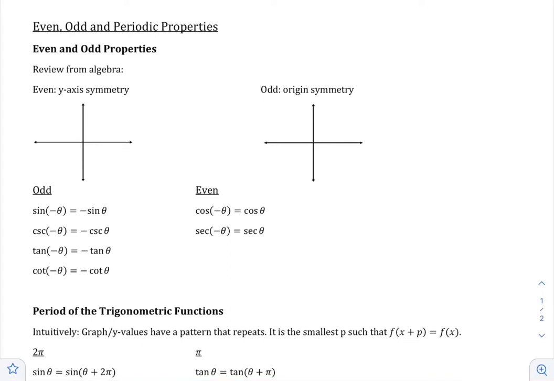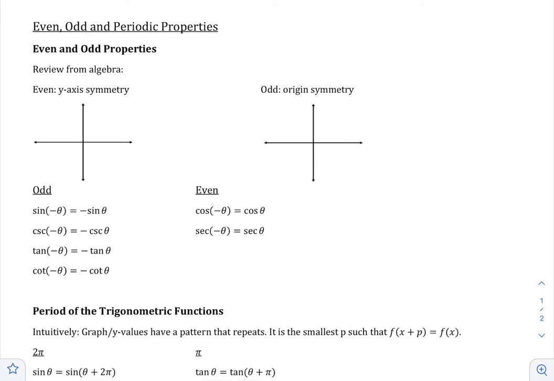We're going to take a look at two properties, the even and odd properties, which kind of go together, and then the periodic properties. So we're now going to be looking in terms of functions, but these properties work in general for the trig functions. So let's do a little bit of a review from algebra.